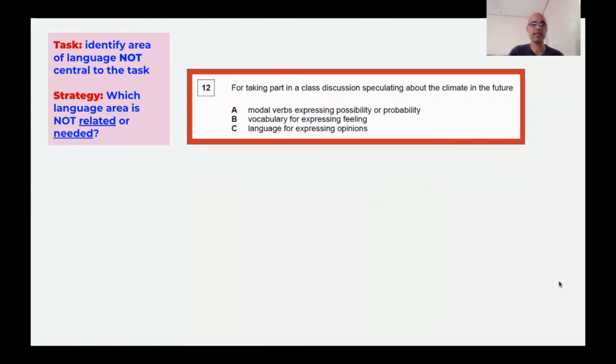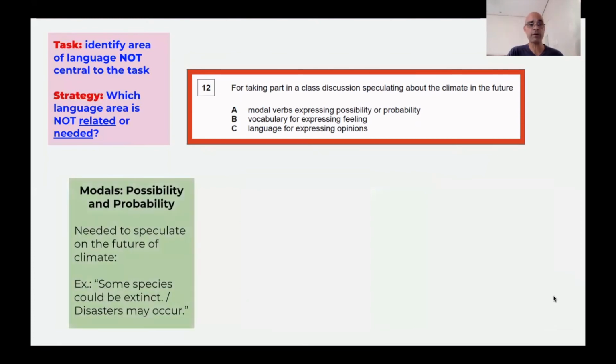Number 12, for taking part in a class discussion, speculating about the climate in the future. So what is not central? What will students not be using here? Modal verbs for possibility and probability are needed because students are speculating on the future of climate. So they may need to use modals, like I just used in this sentence, such as could or may or might. In statements, for example, some species could be extinct if we don't manage or get a grip on the climate. Disasters may occur if we don't worry about the climate and take action, and so on.